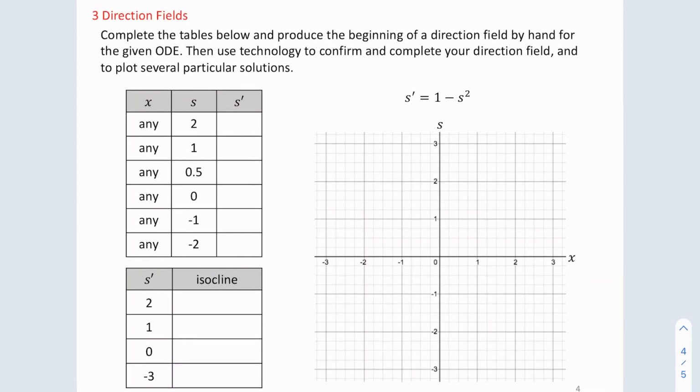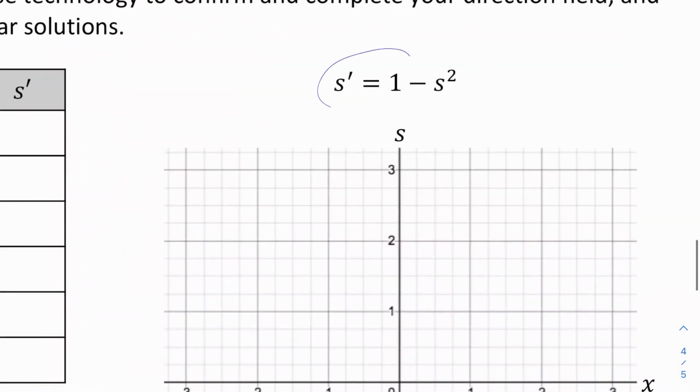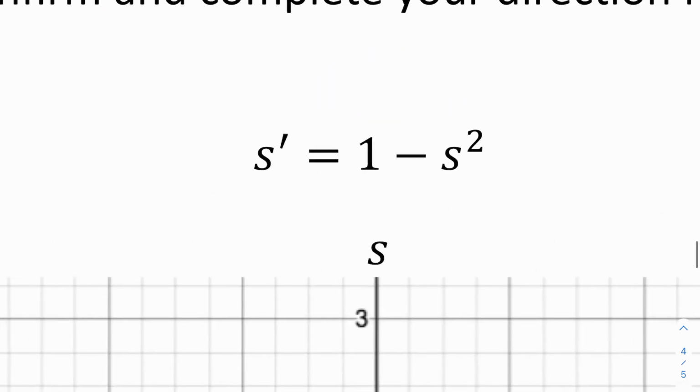Complete the tables below and produce the beginning of a direction field by hand for the given ODE. So we have a new ODE finally, so we have a new example. S is clearly the dependent variable, and look over here, I don't see another variable at play. This is a case where the independent variable is not explicitly mentioned.